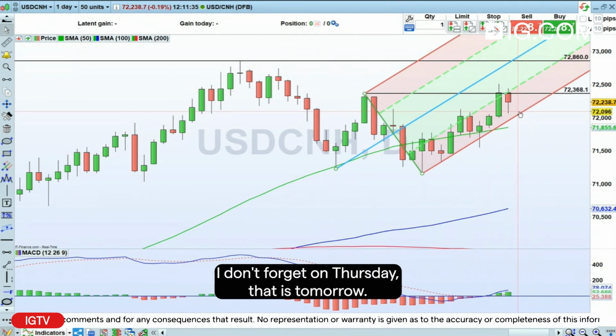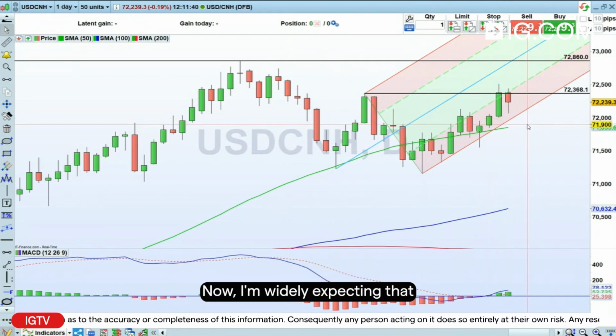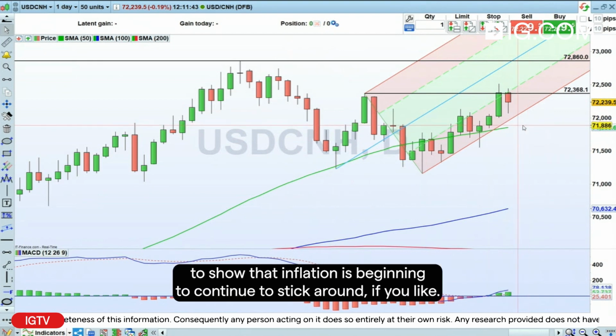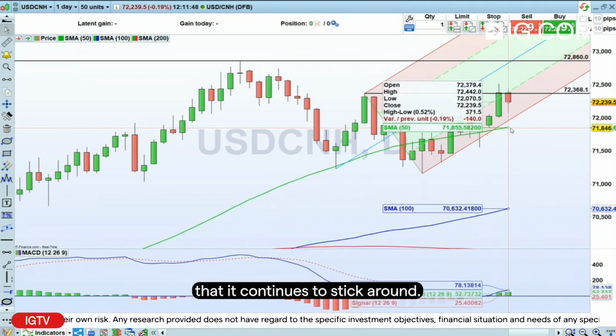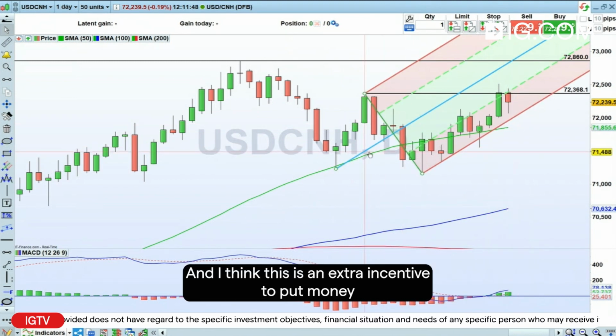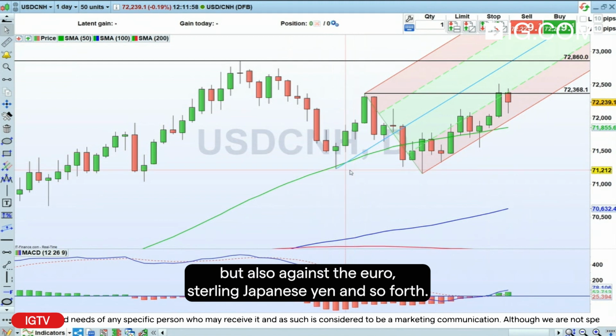And don't forget, on Thursday, that is tomorrow, we have some all-important US inflation data. Now, I'm widely expecting that to show that inflation is beginning to continue to stick around, if you like. We had that drop in the June number, but I think July is going to show that it continues to stick around. And I think this is an extra incentive to put money back into the US dollar, not just against the CNH, but also against the euro, sterling, Japanese yen, and so forth.